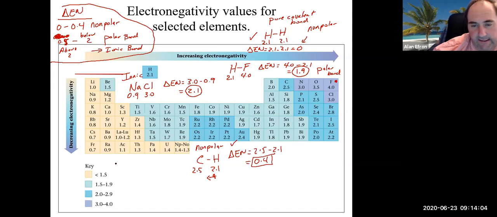So why don't we take a look at a couple here. Let's say we had a bond between carbon and oxygen. Is it polar, nonpolar, or ionic? A bond between carbon and sulfur, and a bond between calcium and oxygen. I guess if I put an A there, that becomes calcium. Better. All right. So take a second or two, figure out, are these bonds polar, nonpolar, or ionic?